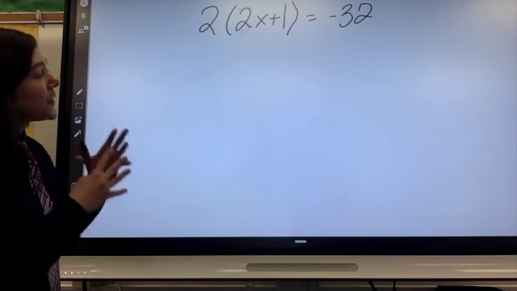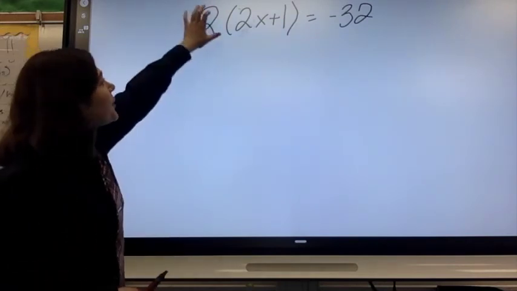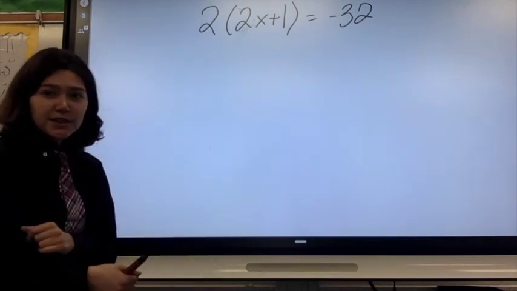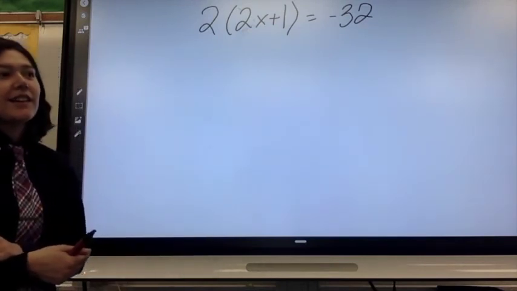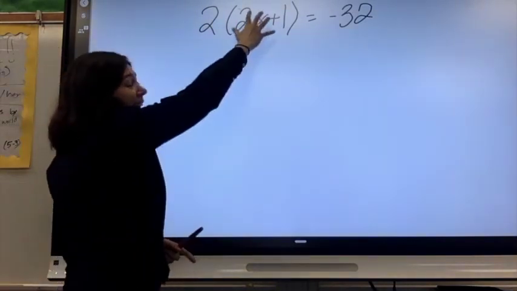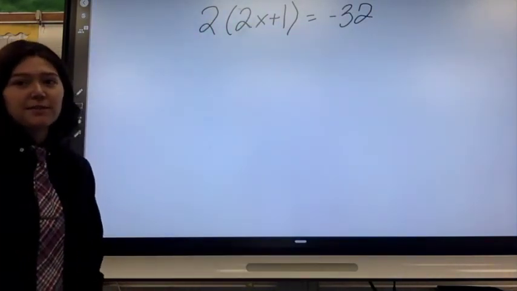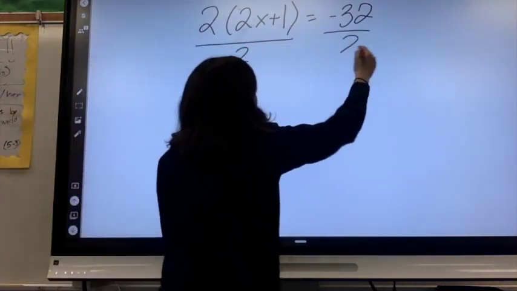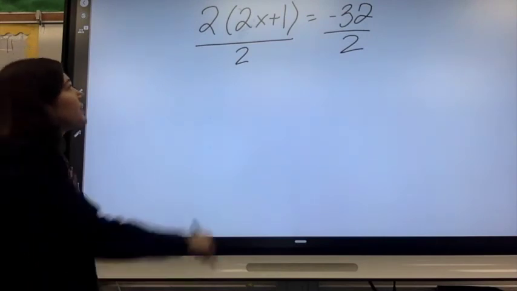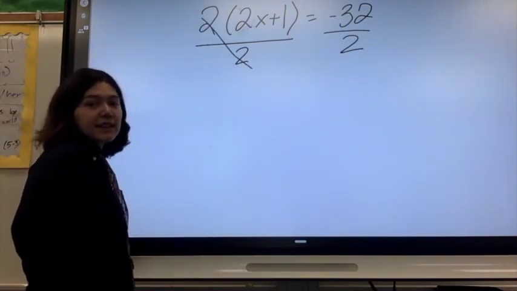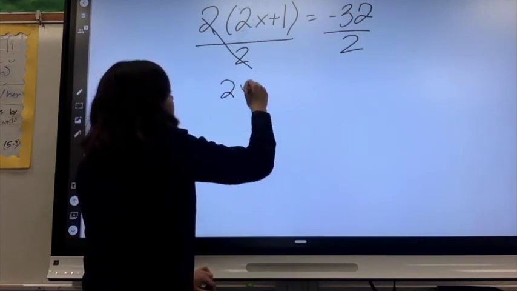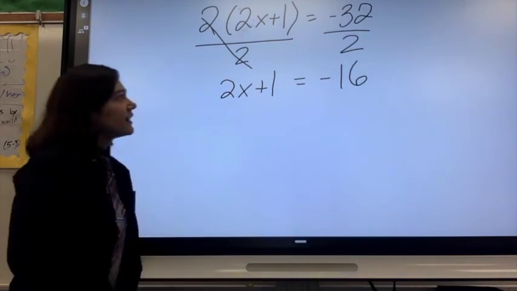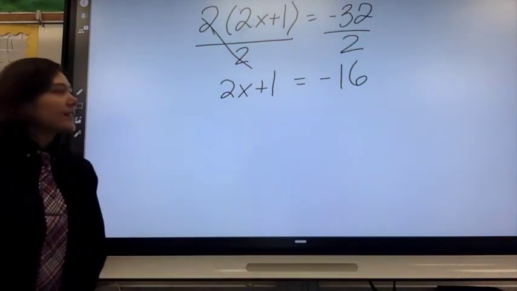All right, so with this method, I divide both sides by that coefficient 2 out front first, right? Because I'm working in the reverse order of the order of operations. So I need to do the parentheses last, and I need to start with the multiplication then. All right, so I'm going to divide this side by 2, and I have to then divide my other side by 2. 2 divided by 2, that's 1. That's going to cancel and go away. And here I'm left with 2x plus 1 equals -16. -32 divided by 2 is -16.